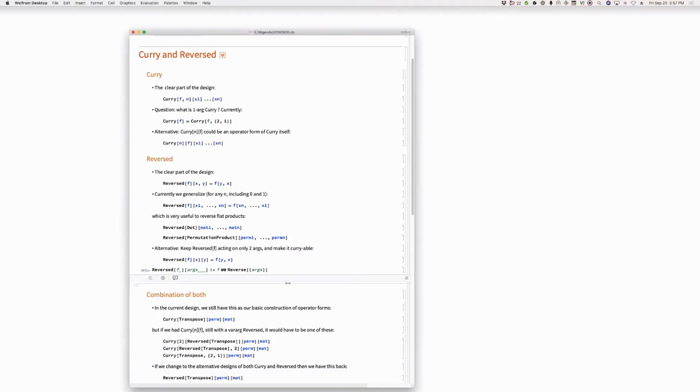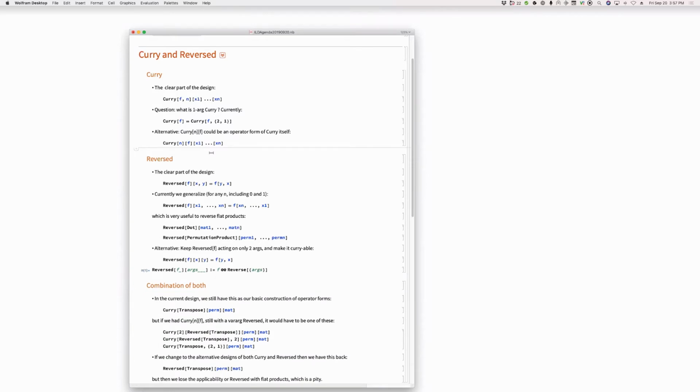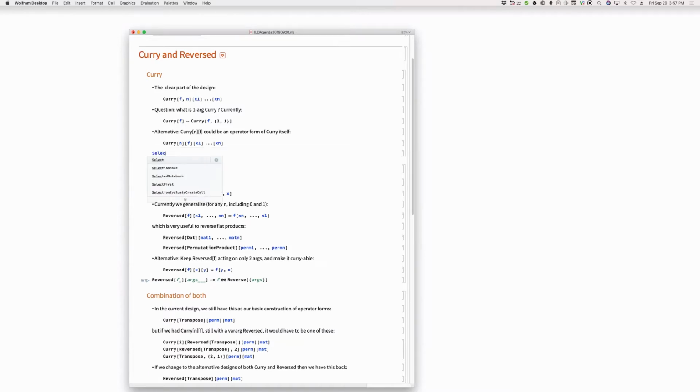Okay. All right, we're looking at this. So why do we think curry reversing is particularly useful? Because the vast majority of our operator forms do that. They curry the second argument. Give me an example. For example, select. Yeah, select curries its second argument, right.